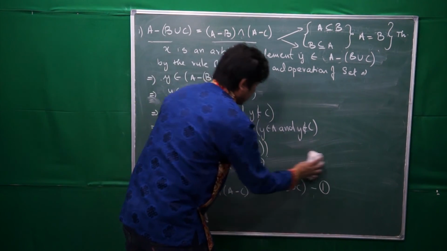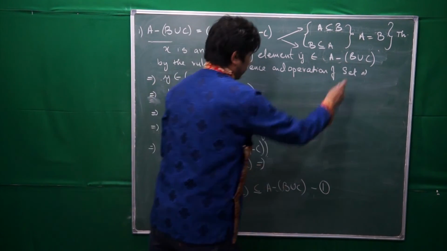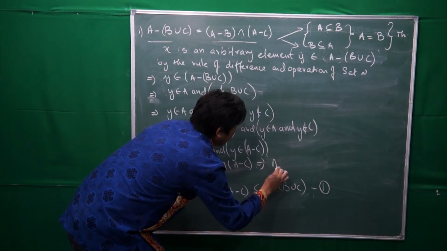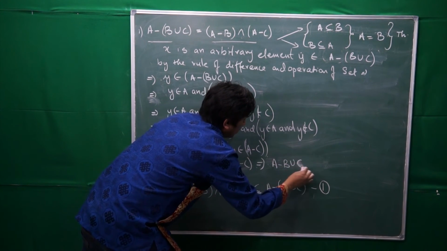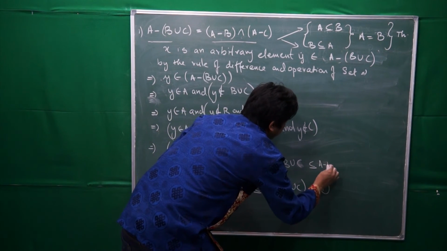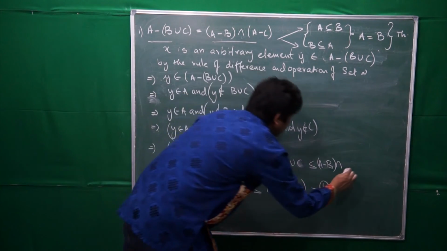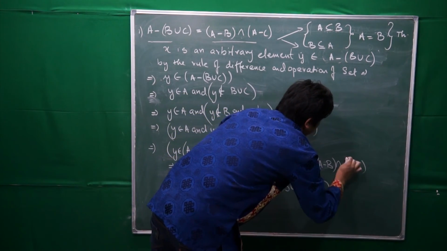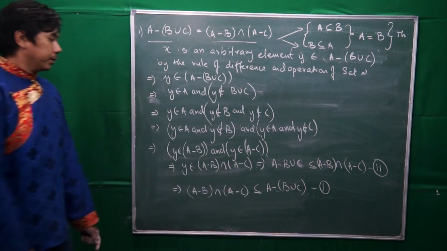So instead of writing this, where did we begin from? We began from A minus B union C. So we can write A minus B union C is a subset of A minus B intersection of A minus C. Now this is equation number 2.